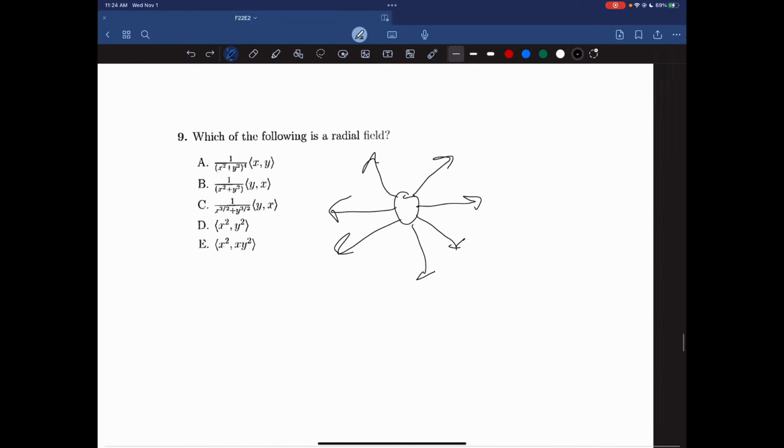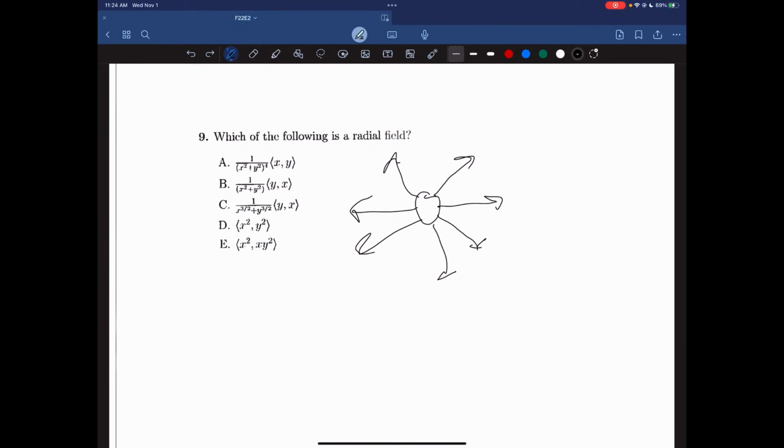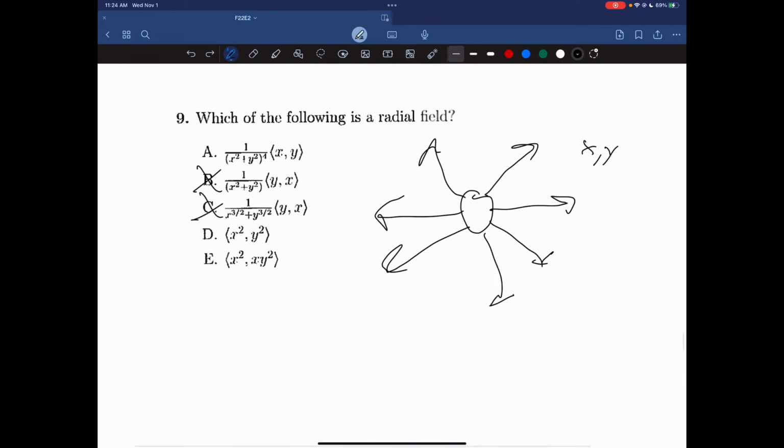Just looking at the answers, at each point we should have some sort of x, y vector, and that makes B and C incorrect because that would be y, x, not x, y. That would be the opposite direction, and that would not be a radial field in this case. And so is D, because we're not including those negative components just because we have x squared, and that just means the result would be all positive, and that's not what we want. And E is also wrong for the same reason, x squared gets rid of pretty much all of the negative values. And A looks like our answer.